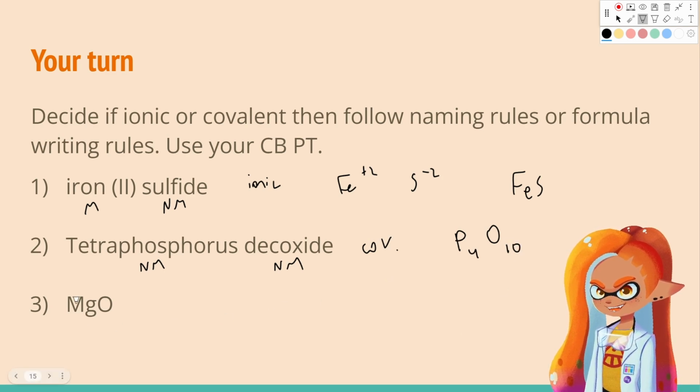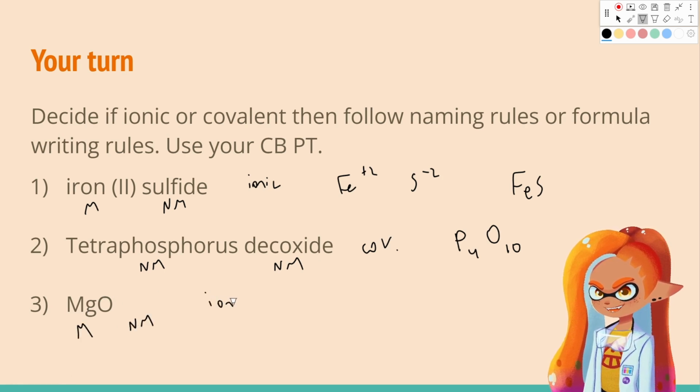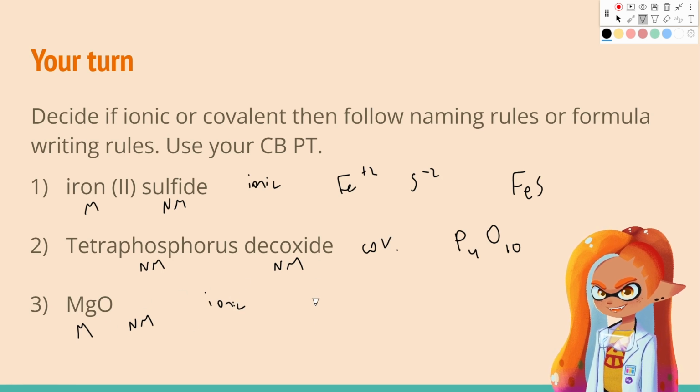The last one is MgO. Mg is a metal, oxygen is a nonmetal, and so therefore this is ionic, and so the name of that is just going to be magnesium oxide. Cool. And then that's it for your turn.